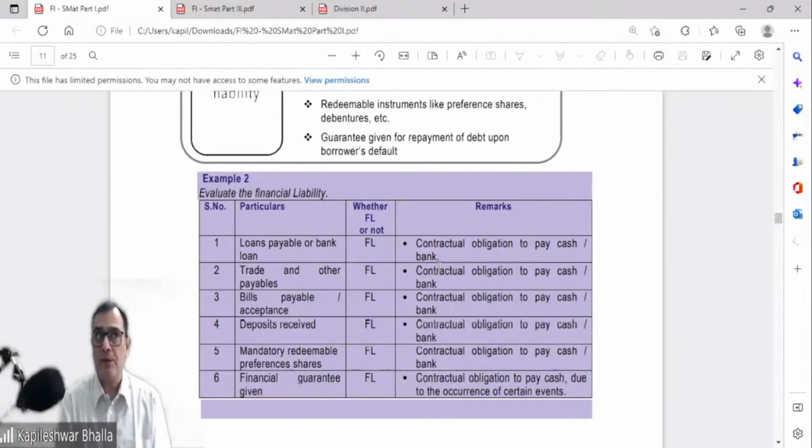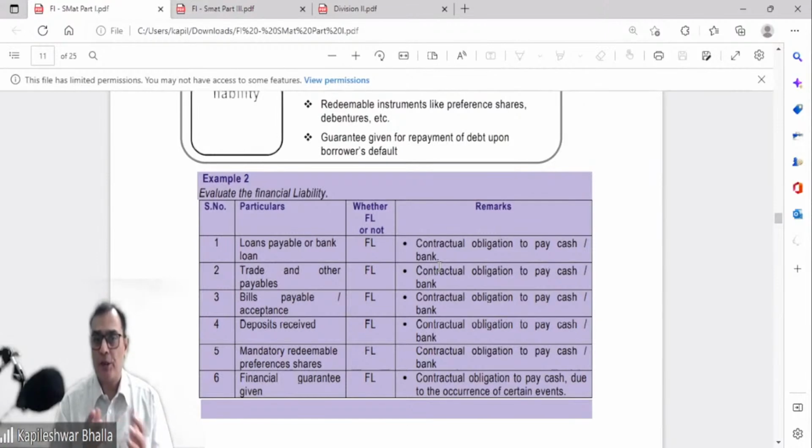Trade and other payables is again a financial liability with the same logic. Bills payable is again a financial liability with the same logic. The deposit received is again a financial liability with the same logic. Because when you're looking at the deposit received, we are saying that we have an obligation to pay the deposit back. So there is a financial liability. Mandatorily redeemable preference share: I think the words mandatorily redeemable preference share indicate an unavoidable obligation to pay. And that's again a financial liability.